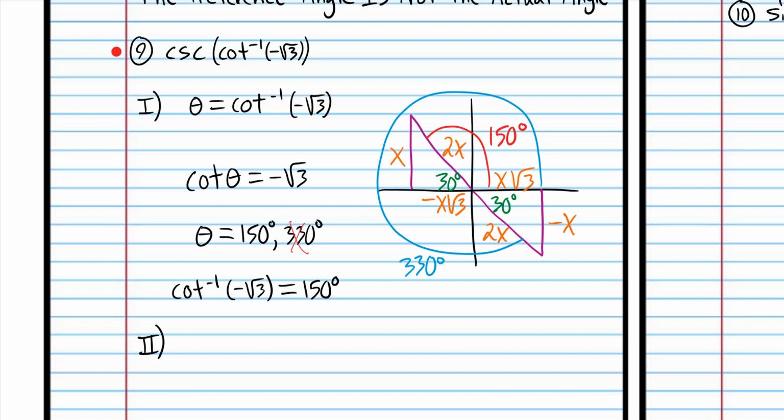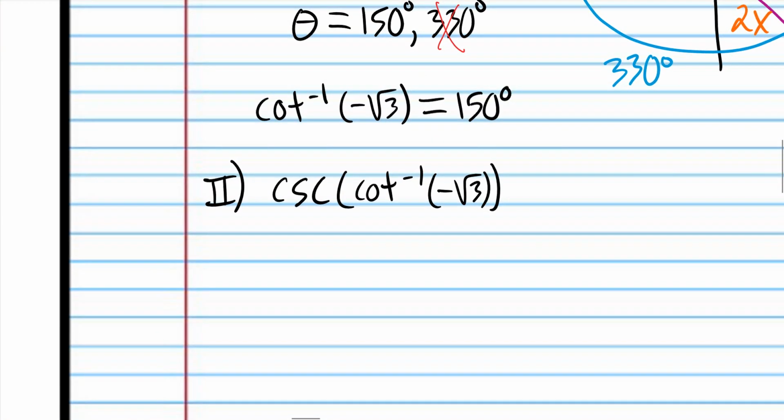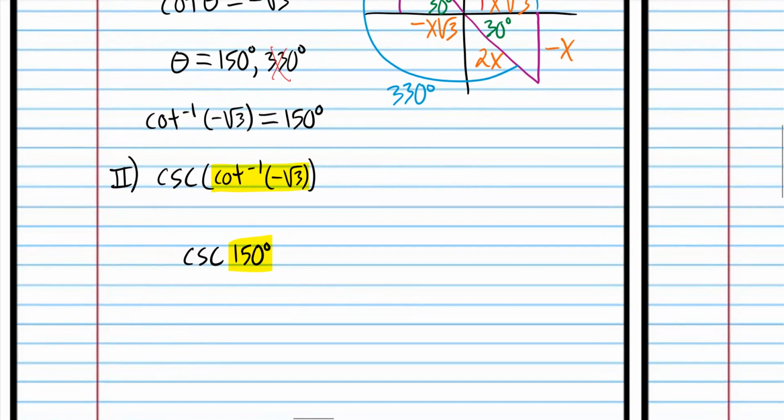So now on to part 2 of the problem. We're looking for cosecant of cotangent inverse of negative root 3, and we found that cotangent inverse of negative root 3 is 150 degrees. So now we have to find cosecant 150 degrees.